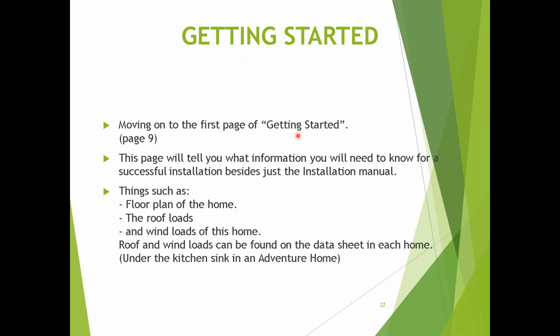After you move on to page 9, which is Getting Started in this example, the page tells you what you basically need to know for a successful installation. It also tells you that you're going to need things in addition to the installation manual, such as the floor plan, and what the roof loads and wind loads are. A lot of times the roof loads and wind loads can be found on the data plate. That's a requirement by HUD. In Adventure's case, they put their data plate underneath the kitchen sink. Some will put it on the breaker box, some will put it in a closet.